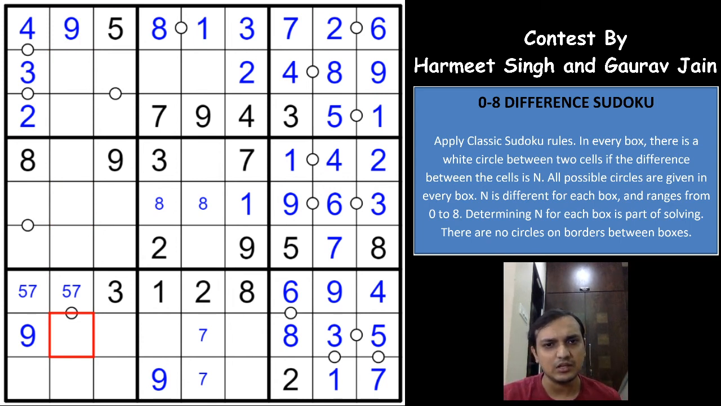And so this is the difference of 1, right? It cannot be 1, so 1 has to be here. 2, 3, 4, 5, 6, 7 and 8. So which means 7 has to be in one of these 2 cells, because 6 will go with the 7 and 8 will go with the 7. So which means 7 has to be here, and this has to be 6 and 8 in any order.